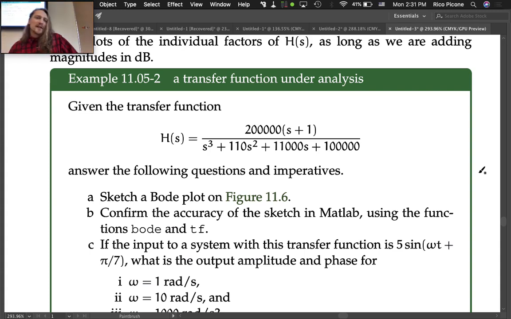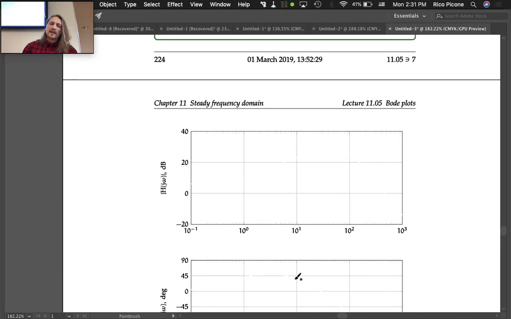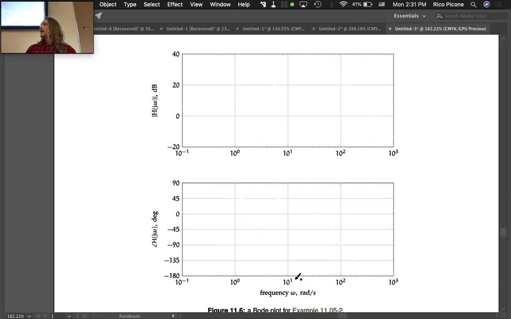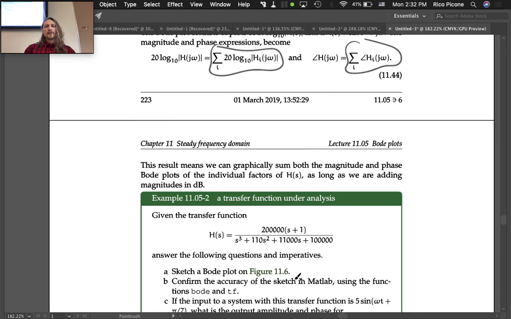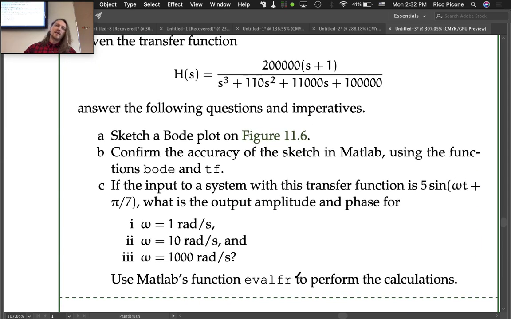But let's go through this. So given this transfer function, the first part is to sketch a Bode plot in figure 11.6. What is 11.6? 11.6 is a blank Bode plot, right? Wonder if something like this will show up on an exam. That would be crazy, wouldn't it? Okay. So we've got this blank Bode plot, and we need to fill it in. We've got a transfer function that is third order. It's got a zero, it's got a big constant out front, and let's go ahead and do it.